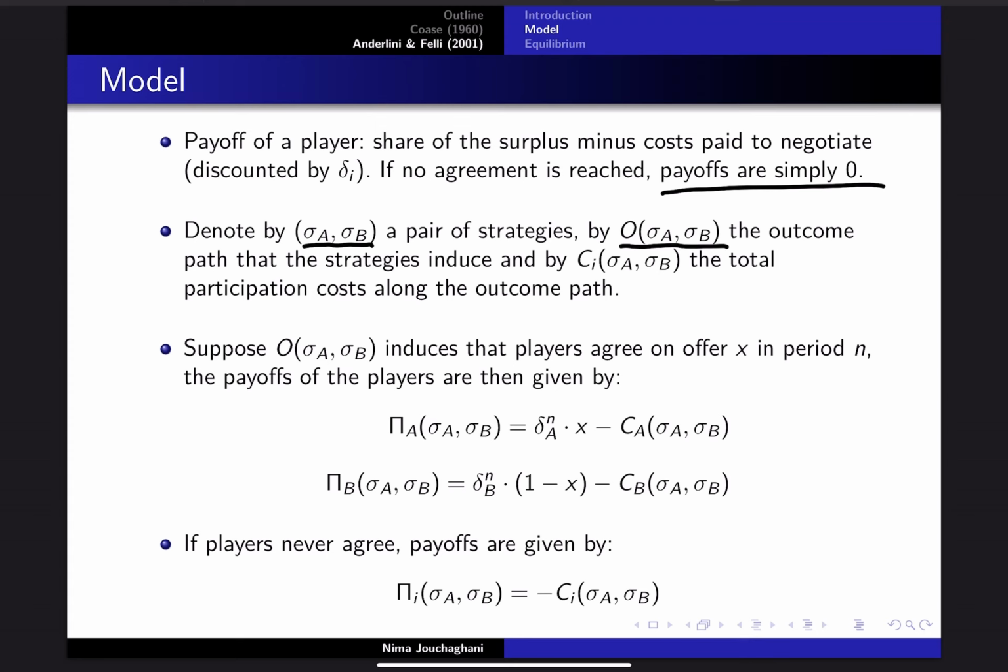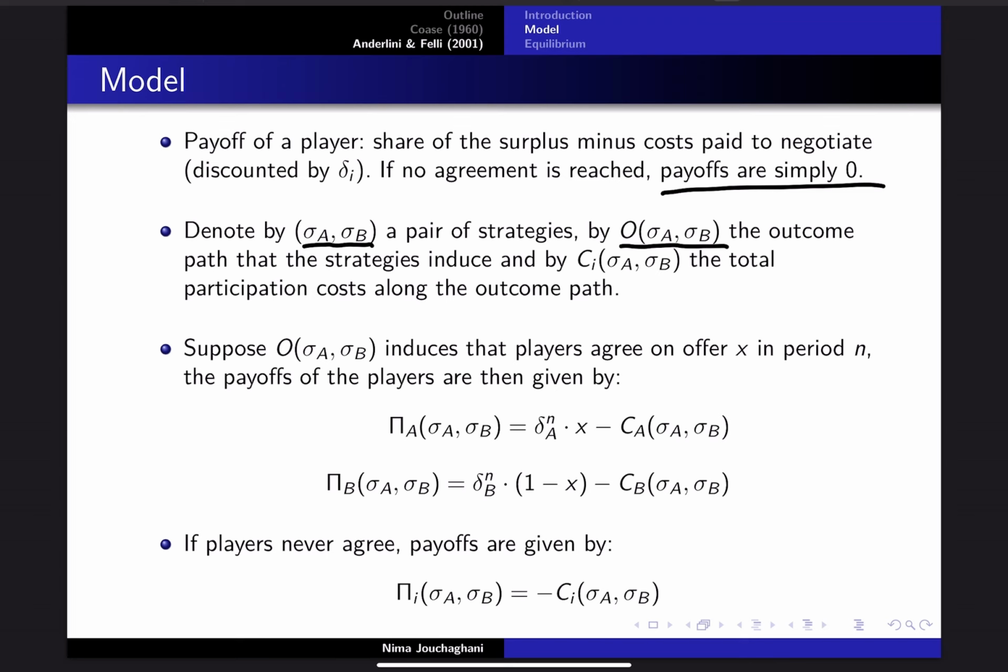Sorry, I forgot to mention this. Obviously, one part which is also involved in the strategies is the payment of the participation costs. In the beginning of each of the periods, the strategy also defines whether the party will pay the participation costs or not. And this outcome path, big O, depending on sigma A and sigma B, could also be the path which is simply both of the individuals never paying the participation costs. So there will never be an agreement in this game. This is the outcome path.